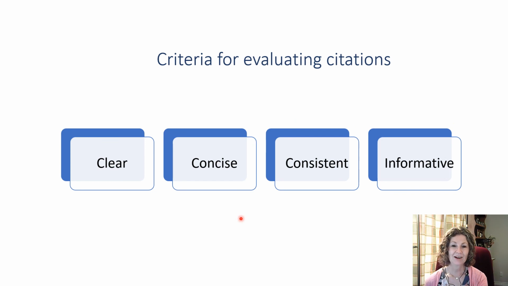Now, does it pass our test for evaluating citations? This is what I'm always looking for in citation creation. Is it clear? Is it concise? Meaning, have we duplicated things that don't need duplication? Is it consistent? If we were to create multiple citations from this same type of microfilm, would all of our citations follow the same format? And is it informative? Does it give us enough information that we can go back and find that actual record?